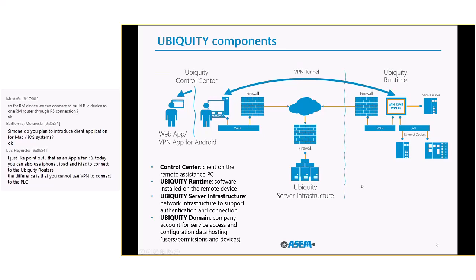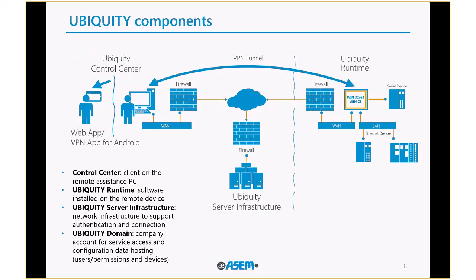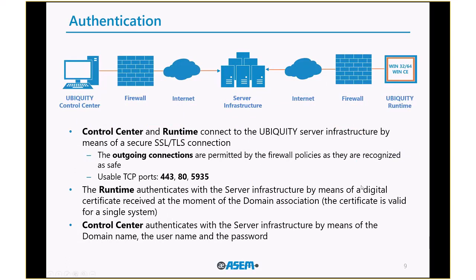The Ubiquity server infrastructure has 2 main jobs to do. The first is the authentication. Because we are using internet, which by definition is not a secure way to connect, we have to implement, like it is done in any internet protocol, all the security to support, let's say, the safe connection to our devices. The first step is the authentication. So we must be sure about who is connecting.